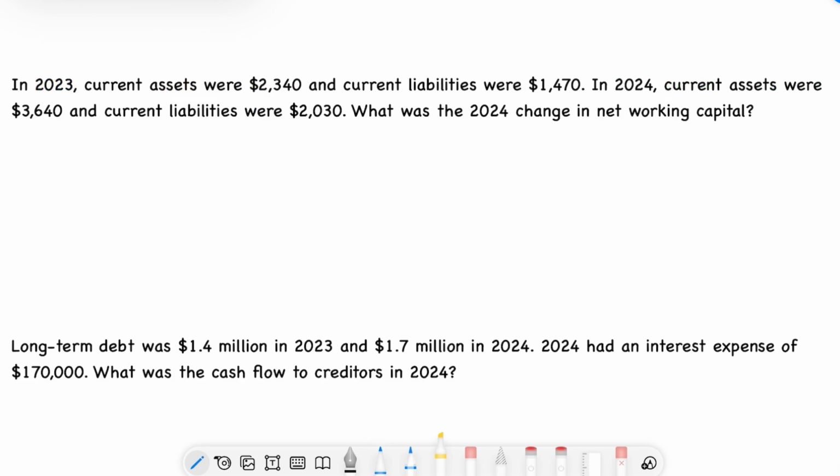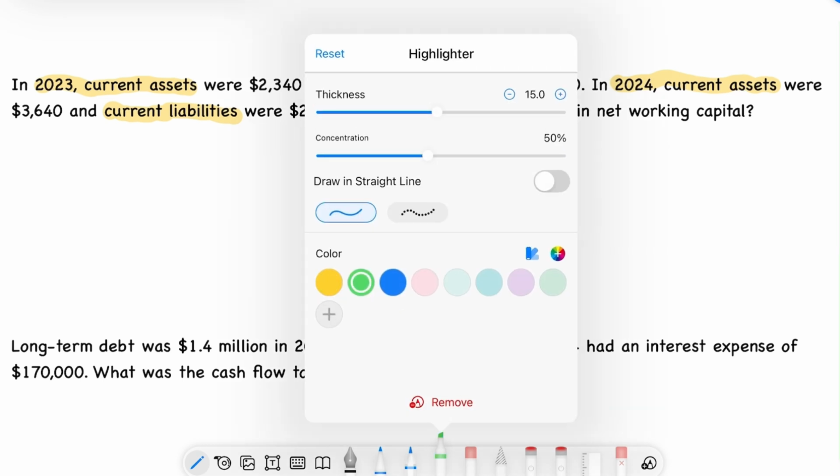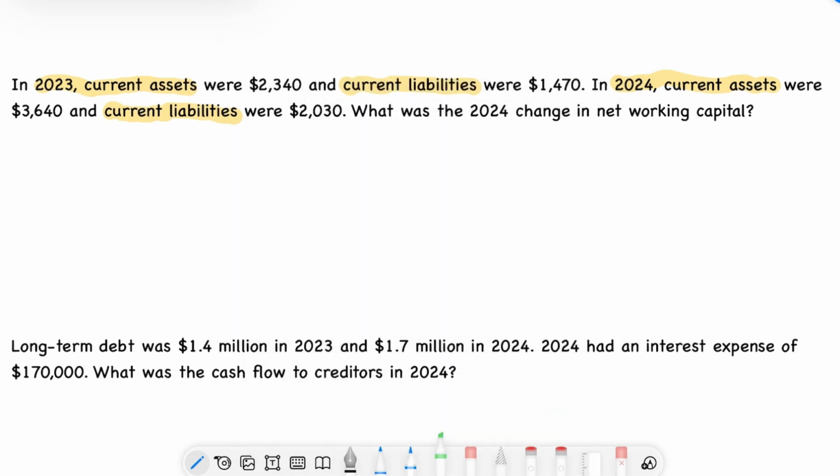All right, this next question, in 2023, current assets were $2,340 and current liabilities were $1,470. In 2024, current assets were $3,640 and current liabilities were $2,030. What was the 2024 change in net working capital? Let's see what we've got. We've got 2023 current assets and 2023 current liabilities. We've got 2024 current assets and 2024 current liabilities. We want to know the 2024 change in net working capital.